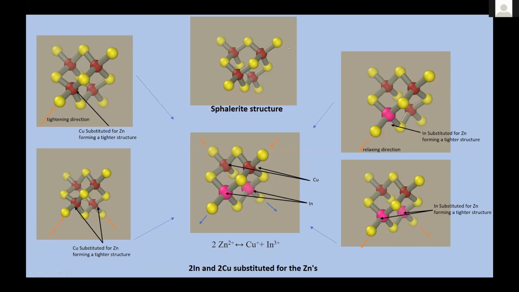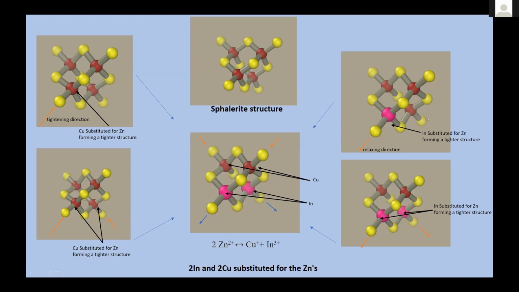So in this image at the top, you have a sphalerite structure, and he modeled incorporation of one atom of copper into the sphalerite structure here on the left, and then another atom of copper, and saw what's happening. The result of incorporating copper into the sphalerite structure is a tightening of the structure. As you incorporate more copper into the structure, the structure becomes tighter. In other words, it puts strain on the structure.